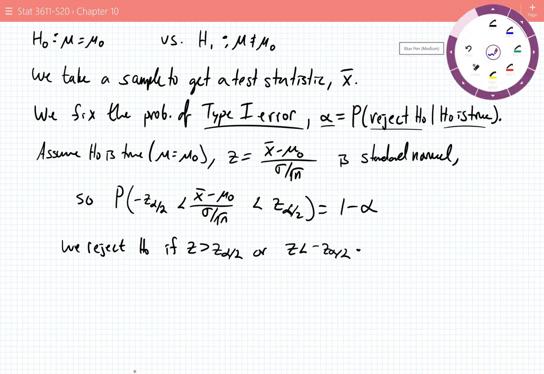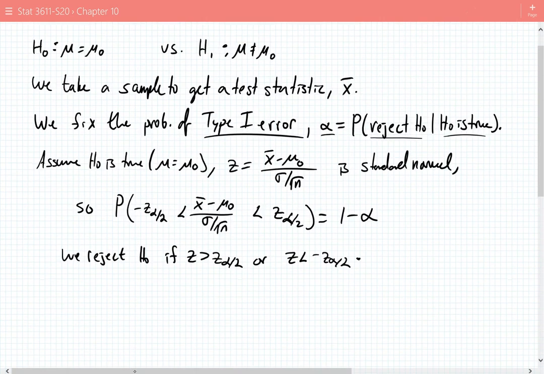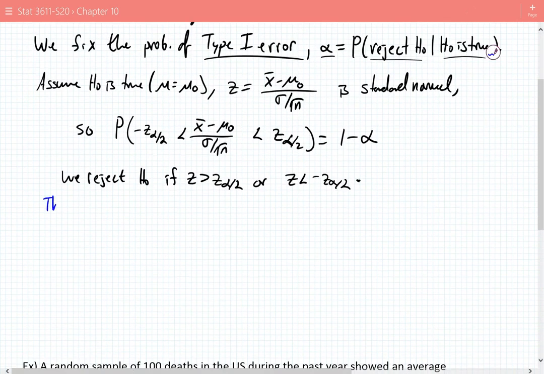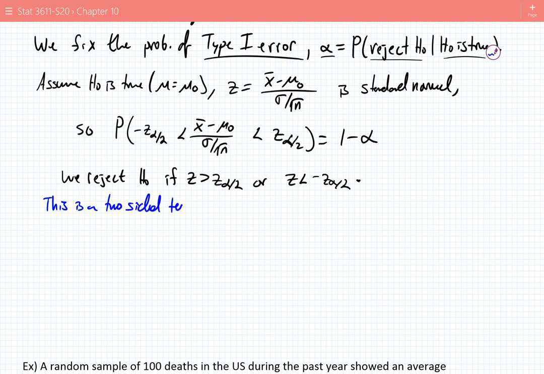This is a two-sided test. We can also look at one-sided tests. So how does this change in a one-sided test?